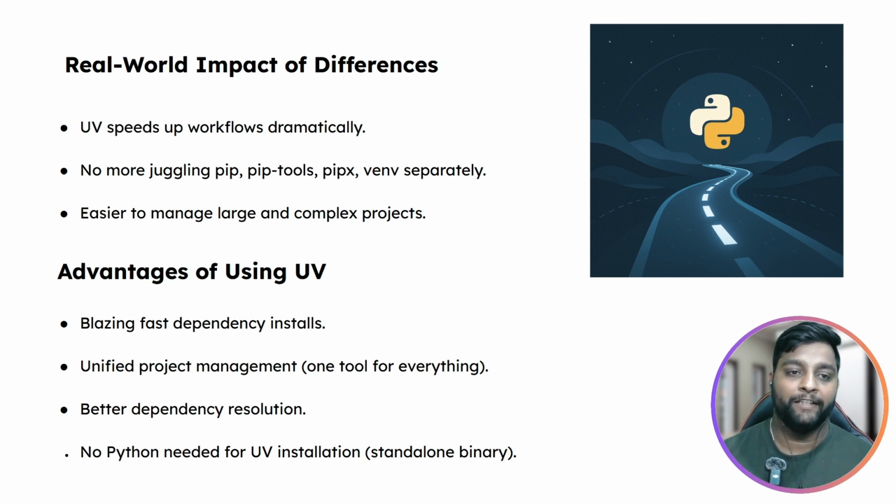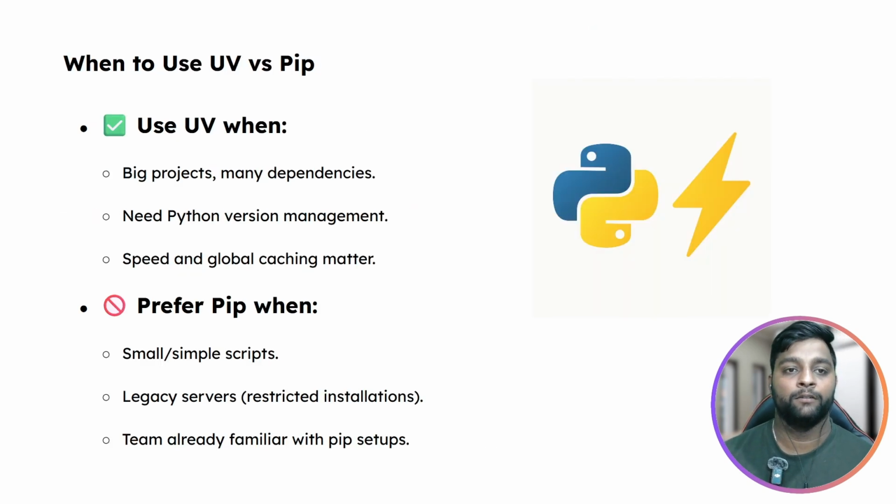Advantages of using UV: blazing fast dependency installations, unified project management. So project management is very easy and unified. Better dependency resolution is there in this. No Python needed for UV installation. It's a standalone binary.